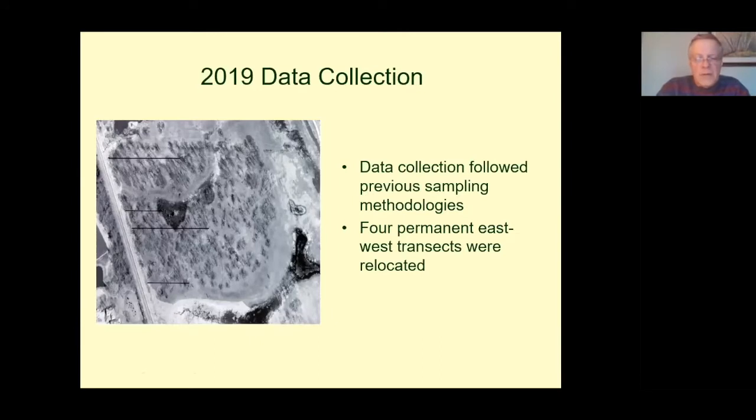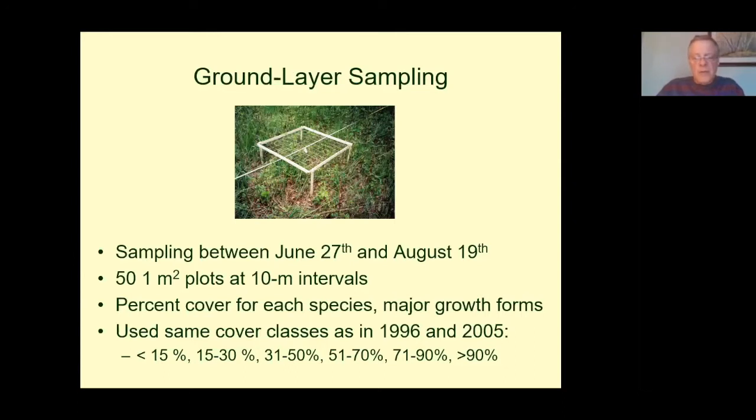I will initially focus on 2019 data collection and results before looking at changes over time. Vegetation data collection in 2019 followed previous sampling methodologies from the 1996 survey by Bowles and my own survey from 2005. Four permanent, randomly placed west to east transects were relocated and marked with flags at each 10-meter point, which were used as center points for the ground layer plots. And I should note that all vegetation sampling occurred along these 4 transects. Ground layer vegetation was sampled between June 27th and August 19th, 2019.